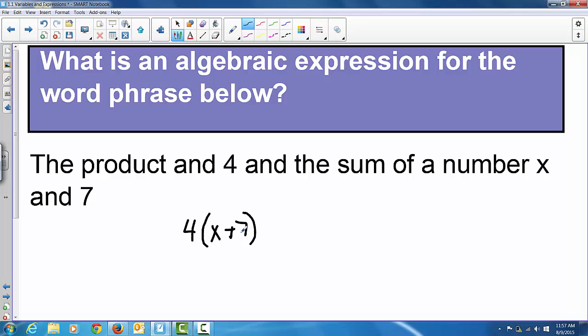Now why did you have to put it in parentheses? Because if you go 4 times the sum of a number and x, it would look like this. And that would only multiply the 4 times the x. It would not multiply the 4 times the 7. See, this multiplies the 4 times the x plus 7. Over here it only multiplies the 4 times the x. So when it tells you the sum of a number and x, you're going to put it in parentheses.